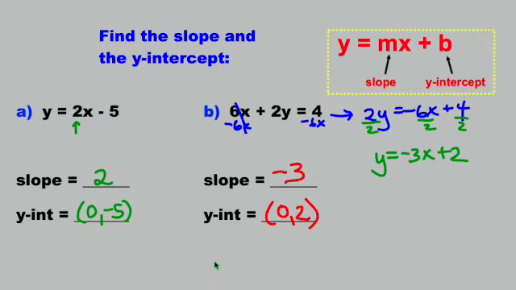So those are the 3 different ways that you can calculate slope: either using the graph, using 2 points, or actually solving for y and then knowing that y equals mx plus b.